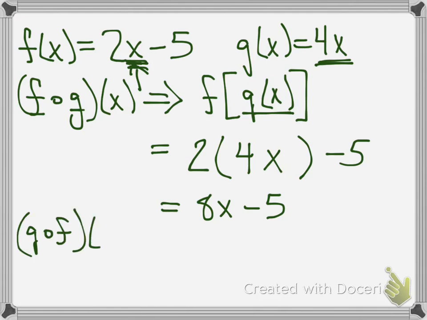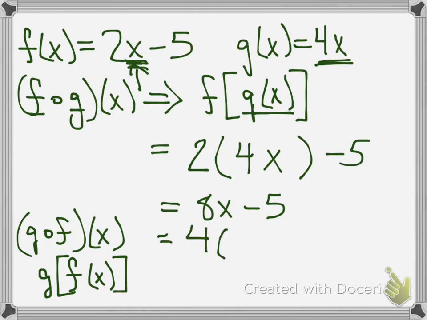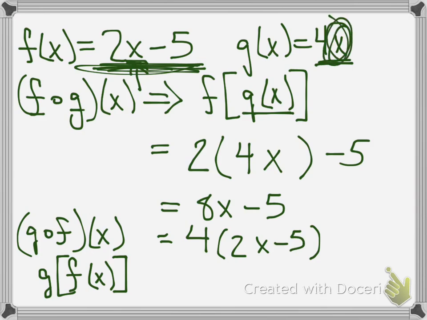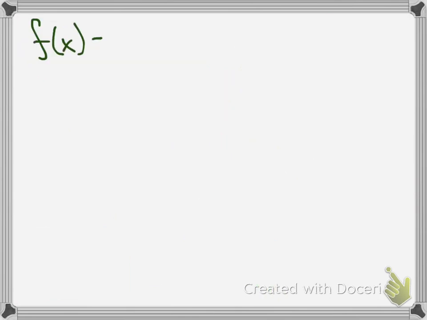Well, what happens if I switch them around? Okay, now I'm putting the f into the g. So in other words, instead of saying 4x, I'm saying 4 blank, and I'm going to put this 2x minus 5 in place of that. So I'm putting this whole function, the whole thing, in place of the x here. Okay, now that gives me 4 times 2 is 8x. I can distribute, and 4 times 5 is negative 20. And there you go. So notice that the answers are slightly different, but they almost look kind of the same here. One more example, and then we can be done.